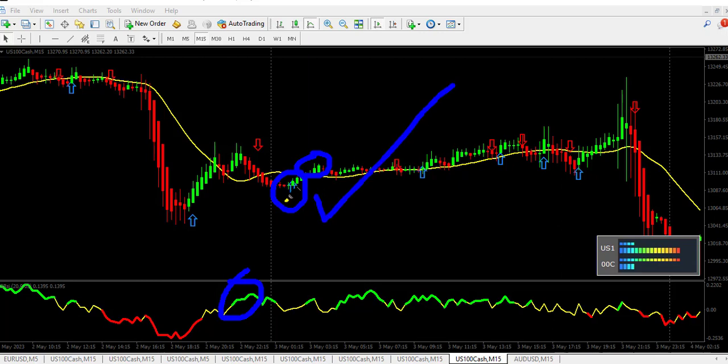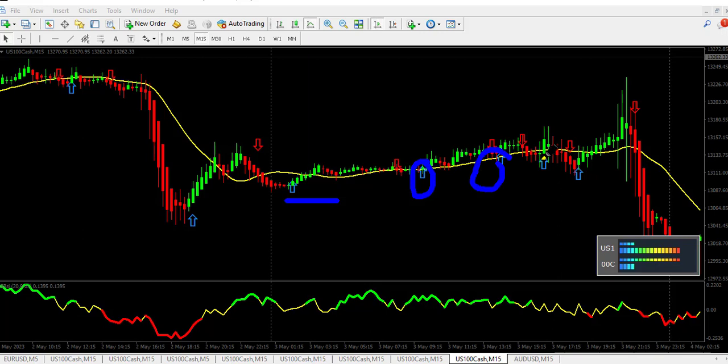Then you can place your trade, and your stop loss will just be a few pips below the previous low. And each time you see the buy arrow here, you can place more trades if all the conditions still remain the same. And this is how to use this particular strategy.